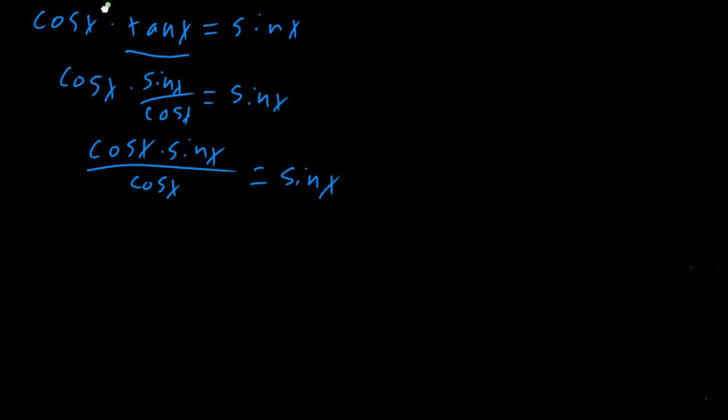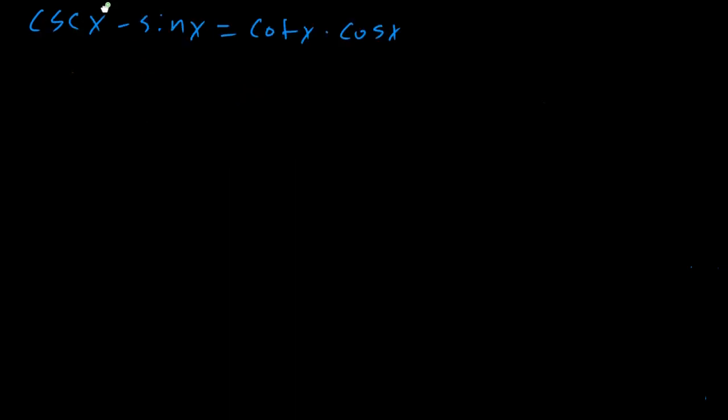Now, since there's a cosine of x in both the numerator and denominator, they cancel out. So all we're left with is sine of x, which is what we have on the other side of the equation. So here's our second problem. We have cosecant of x minus sine of x is equal to cotangent of x times cosine of x. So the first thing that we should do is convert everything into sines and cosines.